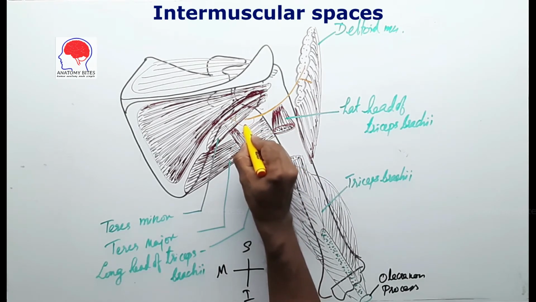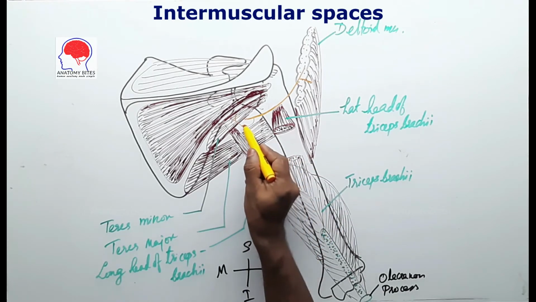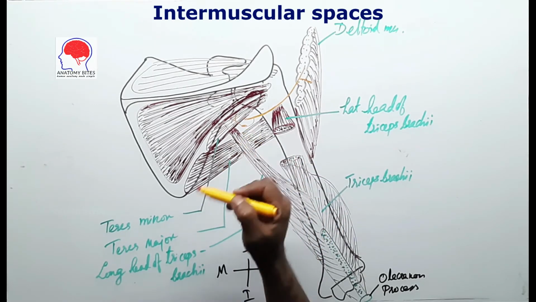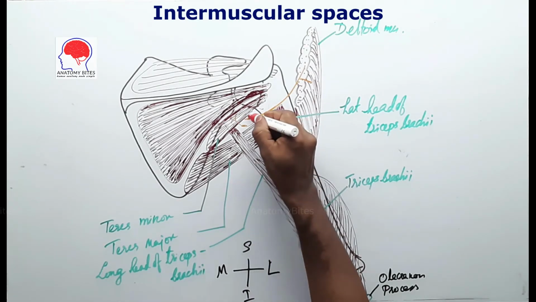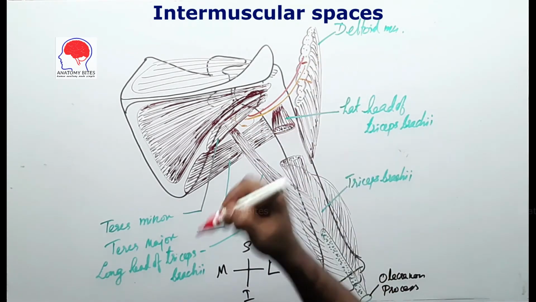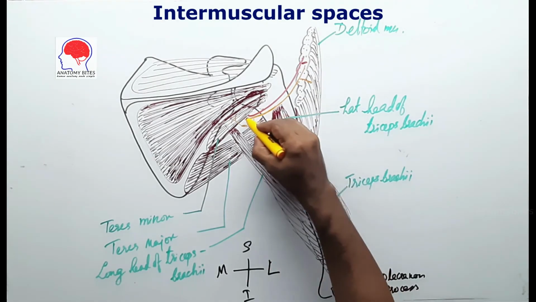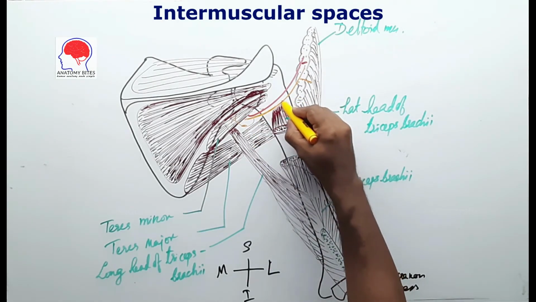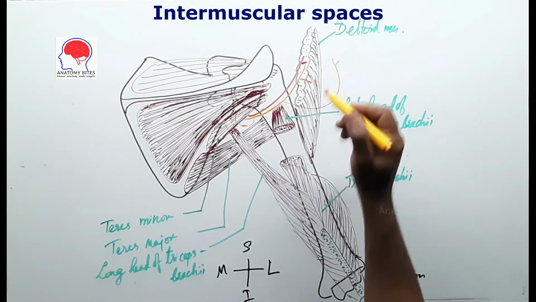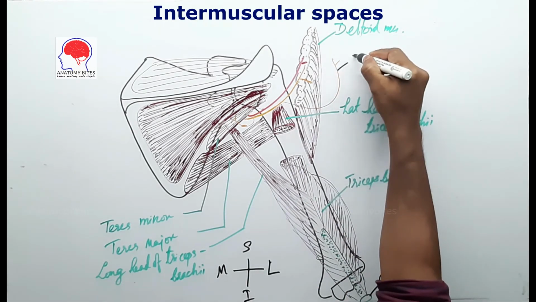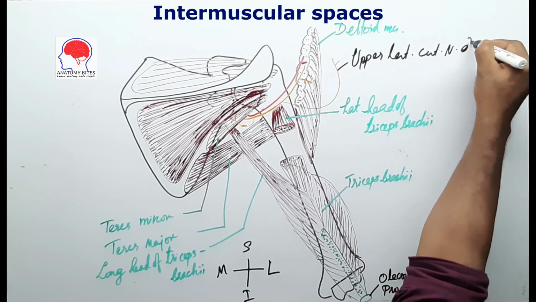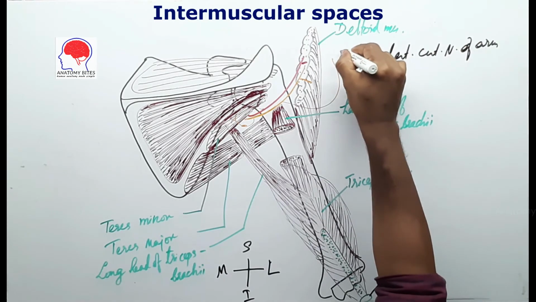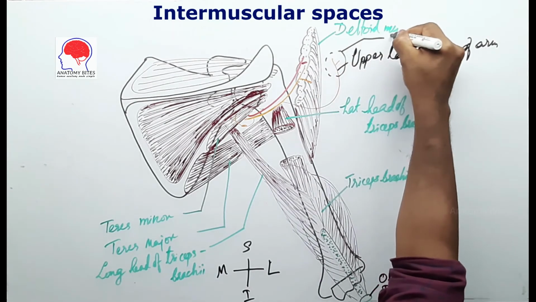The nerve to teres minor is characterized by a pseudoganglion, which is not a real ganglion, but just a condensation of connective tissue. And this axillary nerve is accompanied by the posterior circumflex humeral artery. This axillary nerve also has a cutaneous branch which supplies the skin overlying the deltoid, named the upper lateral cutaneous nerve of the arm. So this supplies the skin.